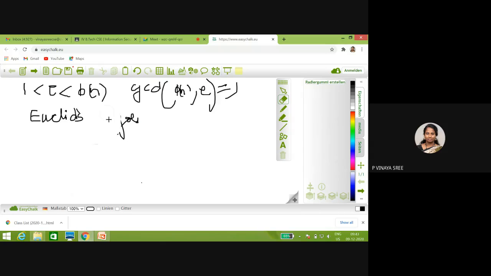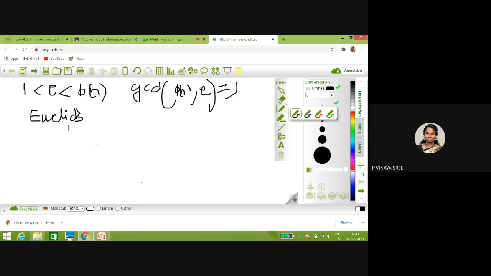In this, what we are doing is finding the GCD. So GCD of A comma B, let me consider 20.